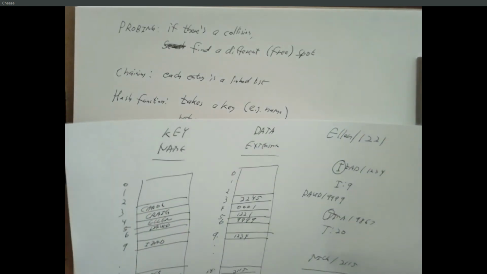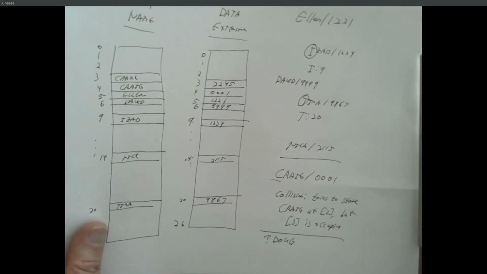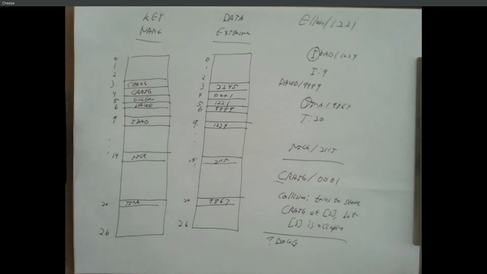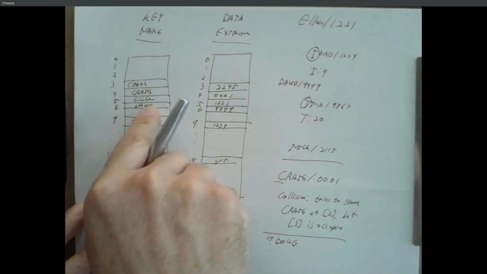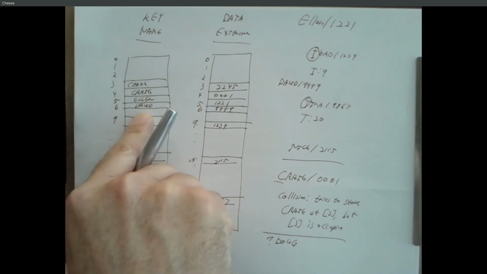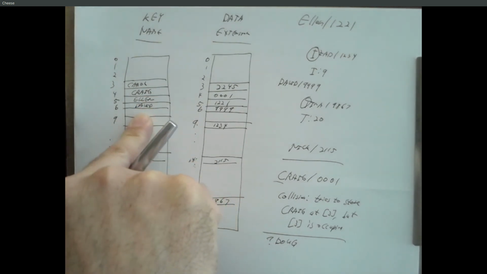All right, there's also a complication when it comes to retrieving data. So let's say we're looking for David. Let's say we're looking for Doug. We'll go back to Doug. So D is a 4, maps here, there's Craig, there's Ellen, there's David. This spot is empty. So we know Doug's not in there.